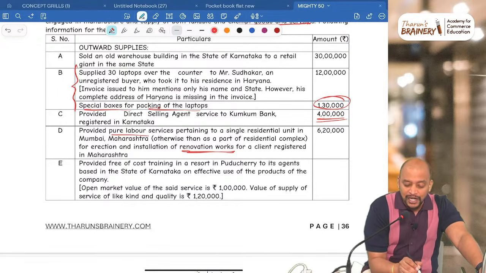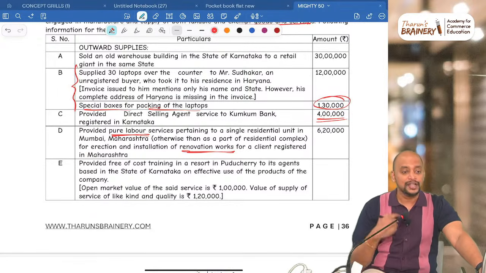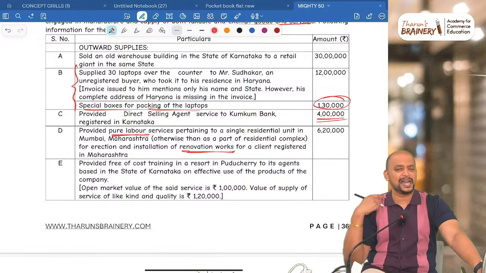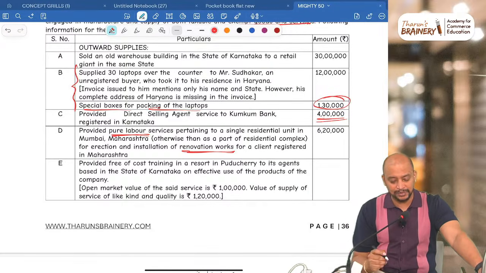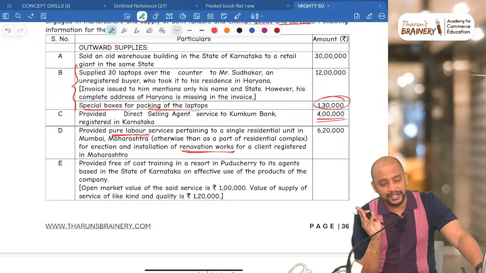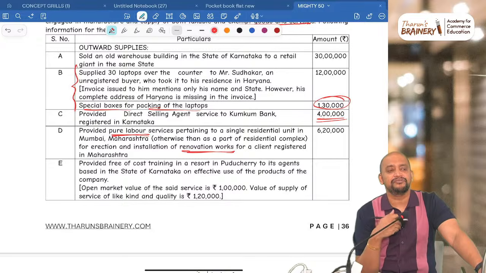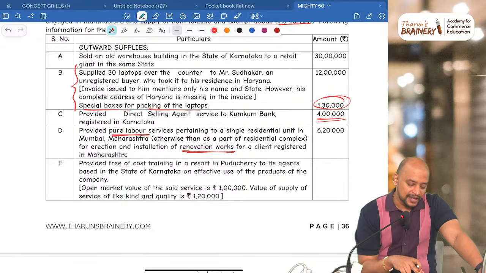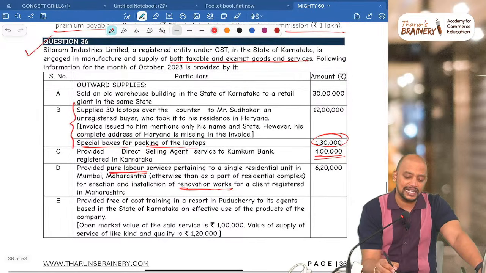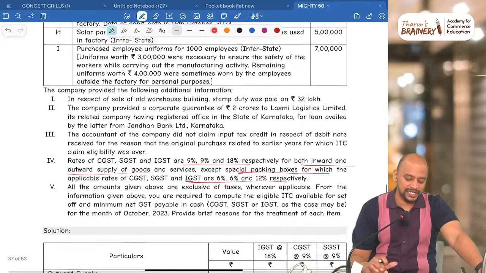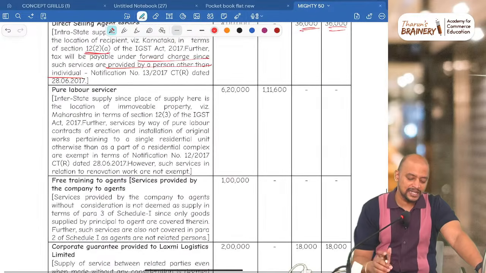Just because pure labor service is given, don't conclude. So only construction is exempted, repair, renovation or all other things will be taxable. So it will be taxable, not covered under exemption. First supply, taxable. And we don't have any RCM for construction services. And for construction service, we need to take service in relation to immovable property. What is the place of supply? Location of immovable property. Where is that located? Maharashtra. This person is in Karnataka. Therefore, it will be chargeable to IGST.